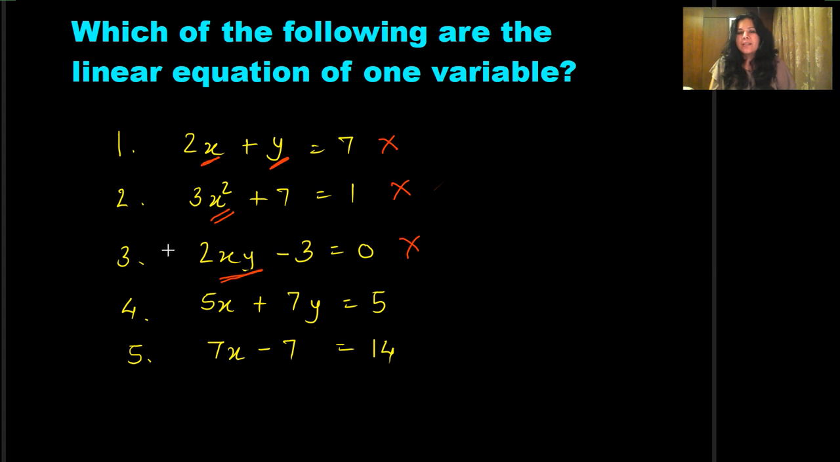What about the fourth example, children? Here the degree is 1 but the variables are 2. So again this is not an example of a linear equation of one variable. Now let's check the last one. In the last equation, children, the number of variables which we have used is only 1. Even the degree of this equation is 1. So yes, this is a linear equation of one variable, children.